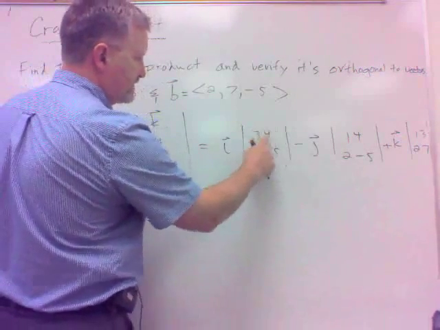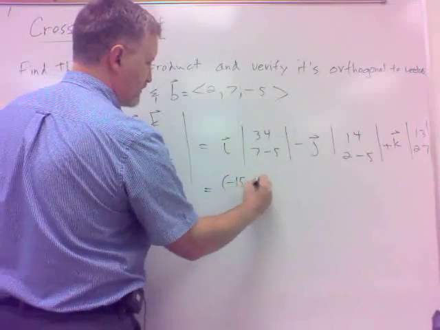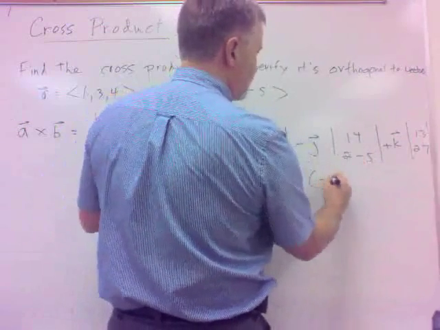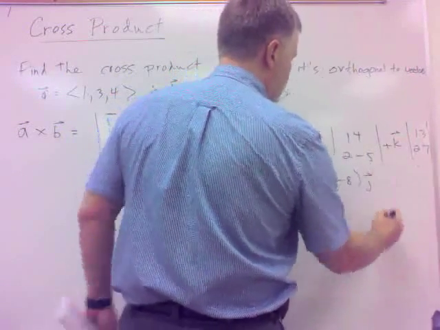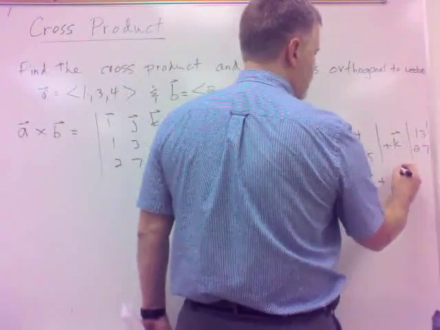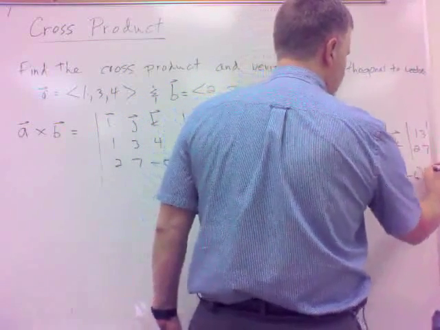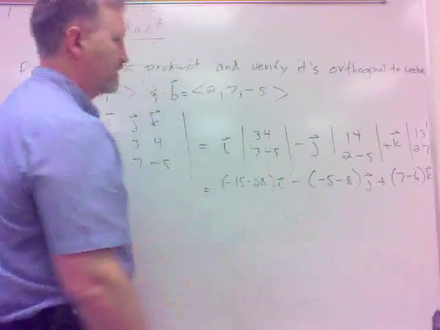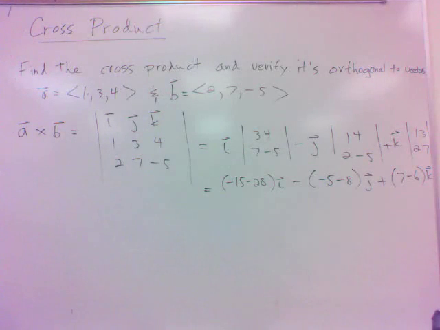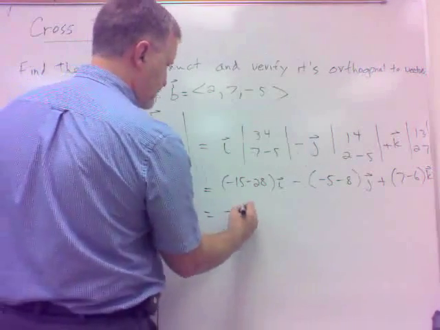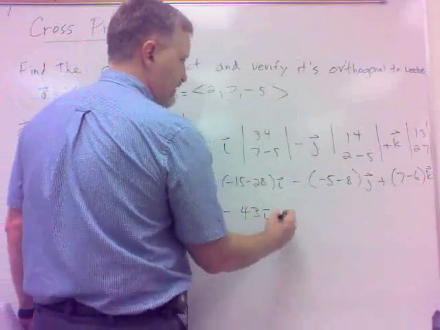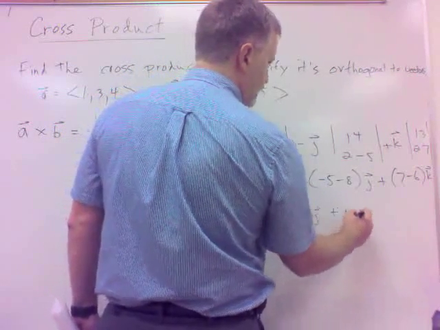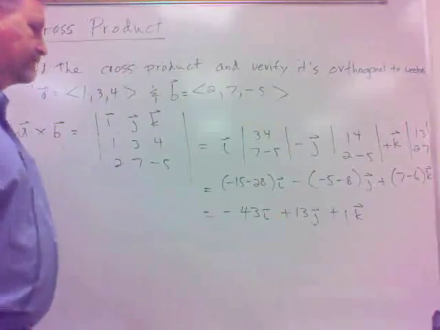All right, so we got negative 15 minus 28 times the I. And then minus, it'd be negative 5 minus 8 times the J. And then 7 minus 6 times the K. For the determinant, just multiply this one and subtract that one. Okay. So what have we got? Negative 43I, and that would be positive 13J, and then plus 1K. Okay. That'd be the cross product.